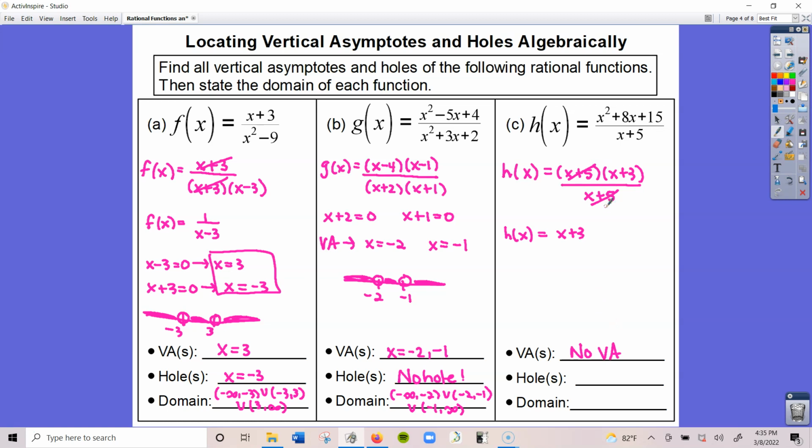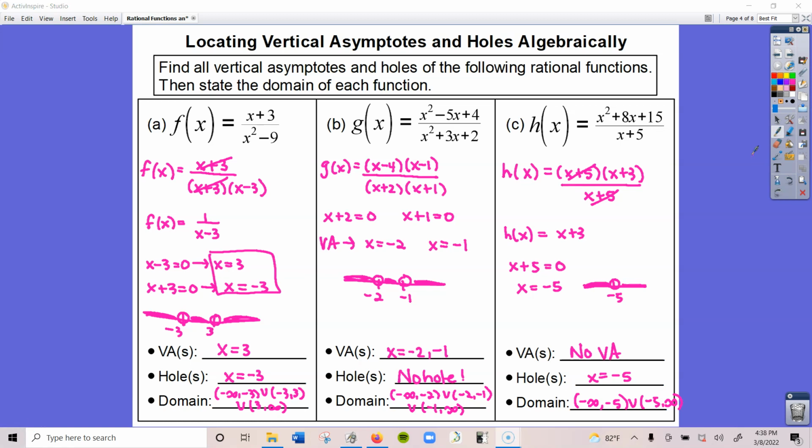But we did have a factor that canceled. And that factor that canceled, that's where we have a hole. So we subtract the 5, we have a hole at x is equal to -5. Again, this is my excluded value. So we're going to create our number line. The -5 is not included, but everything else is. So my domain would be from -infinity to -5, union -5 to infinity.